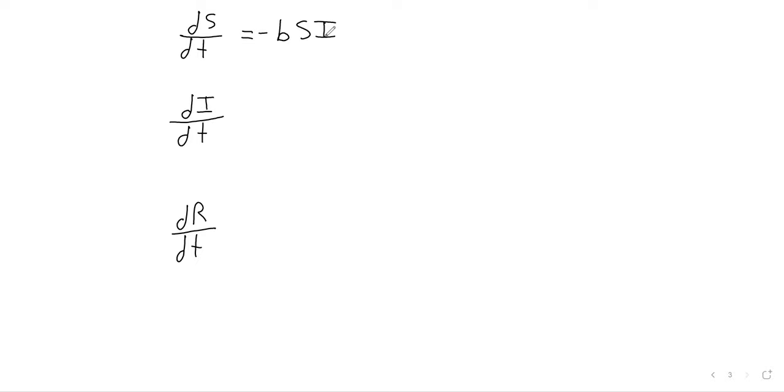And because there are three groups of people, there are three differential equations we can look at. We can look at how the number of susceptible people is changing. We can look at how the number of infective people is changing. We can look at how the number of removed people is changing. So the number of susceptible people in this model can only decrease. Once somebody's become sick, they can recover, but they can't be susceptible again.